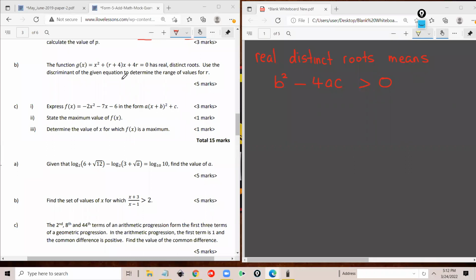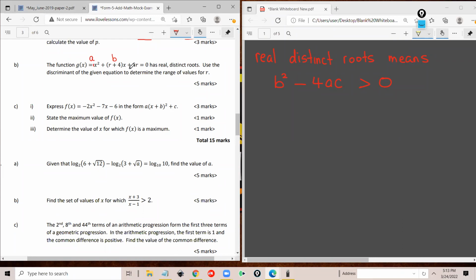First thing we need to do is go to the quadratic they give us. Remember, it's x squared. Remember, the number touching x squared here is really 1. So that means a is 1. Whoever is touching x is b. So that means b is r plus 4. That whole expression together is b.